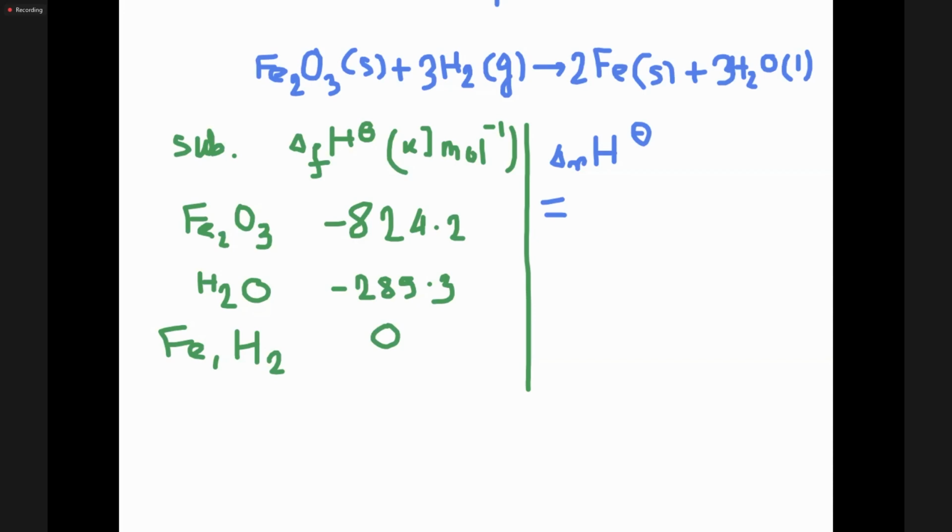Now on the product side, we have iron solid, which has a zero value, and also the water value. So we need to multiply 3 into that of the enthalpy of formation of water. So water's enthalpy of formation is minus 285.3. So we have 3 into minus 285.3.